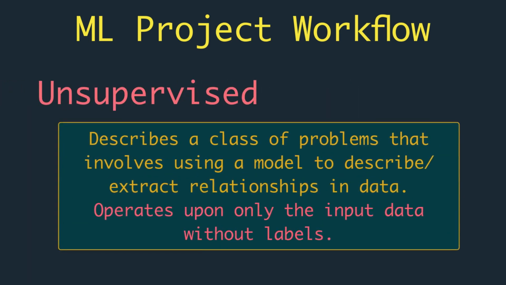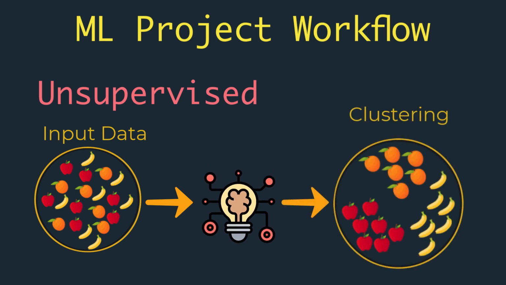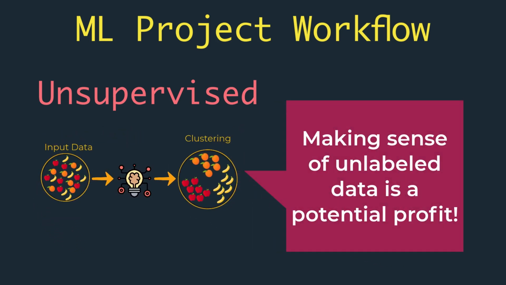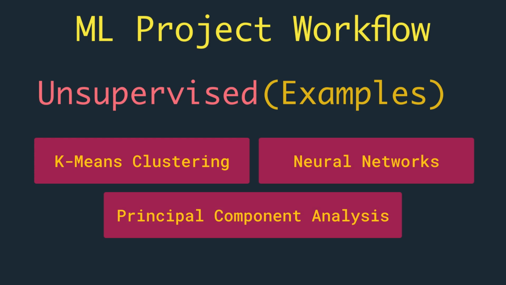Unsupervised learning describes a class of problems that involves using a model to describe or extract relationships in data. Compared to supervised learning, unsupervised learning operates upon only the input data without outputs or target variables, which we call labels. As such, unsupervised learning doesn't have a teacher correcting the model, as in the case of supervised learning. What makes unsupervised learning such an interesting area is that an overwhelming majority of data in this world is unlabeled. Having intelligent algorithms that can take over terabytes and terabytes of unlabeled data and make sense of it is a huge source of potential profit for many industries. K-means clustering, neural networks, and principal component analysis are examples of algorithms commonly used for unsupervised learning.